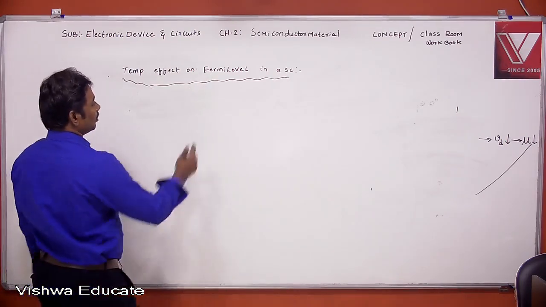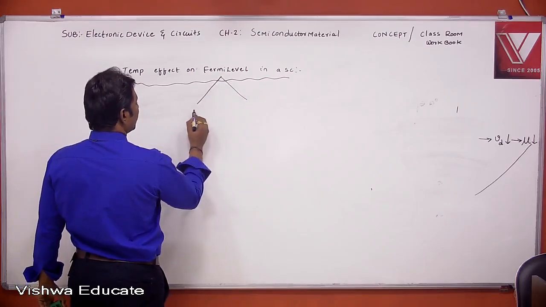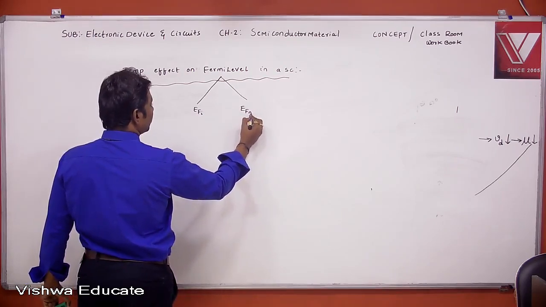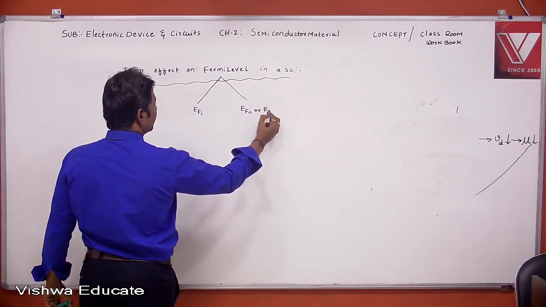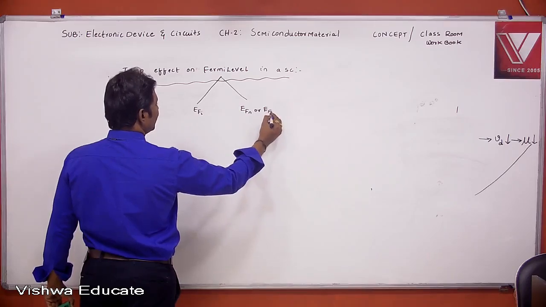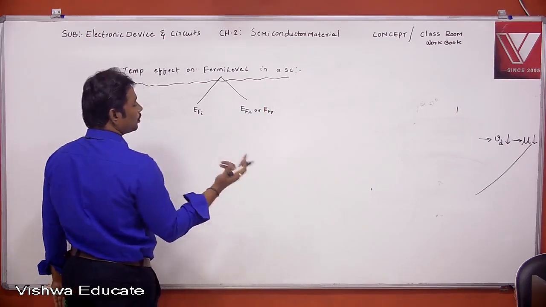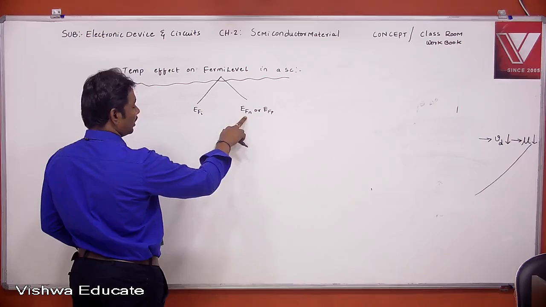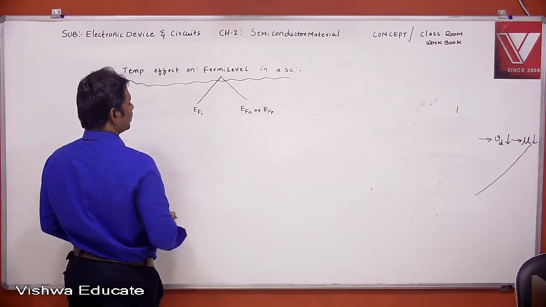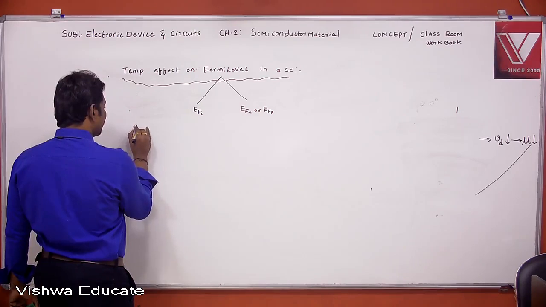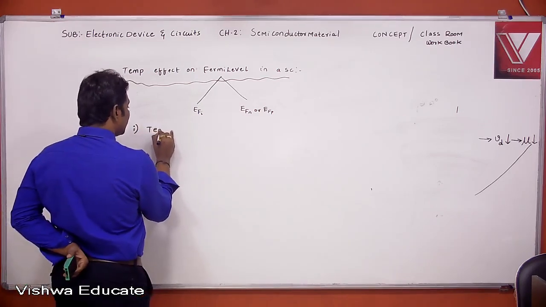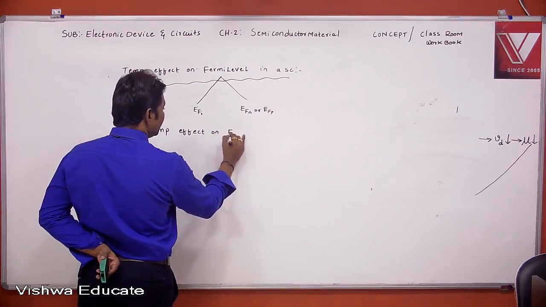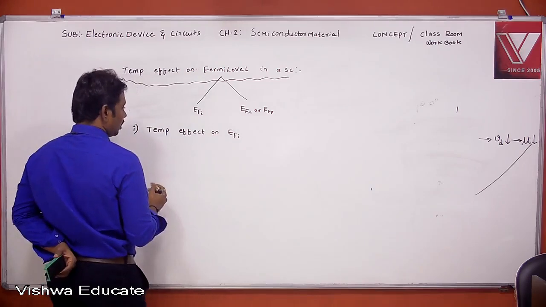We have two types of Fermi levels: one is the intrinsic Fermi level, and the other is the extrinsic Fermi level. Extrinsic Fermi levels can again be classified into two, EFN and EFP, because we have two types of semiconductors, N type as well as P type. For N type it is EFN, for P type EFP. First, case one: temperature effect on EFI, the intrinsic Fermi level.